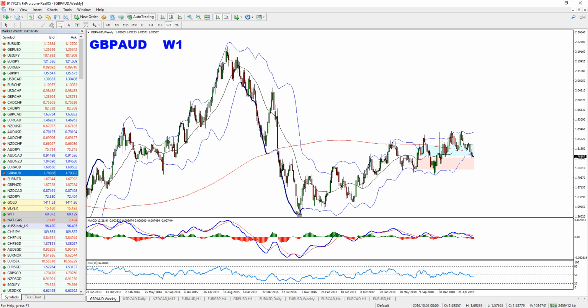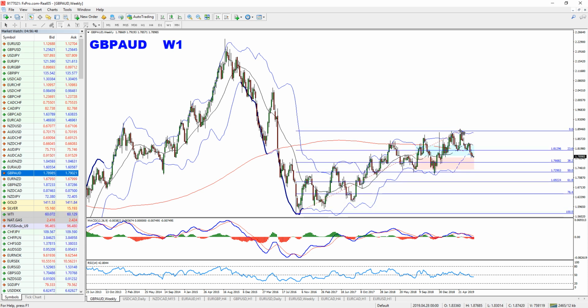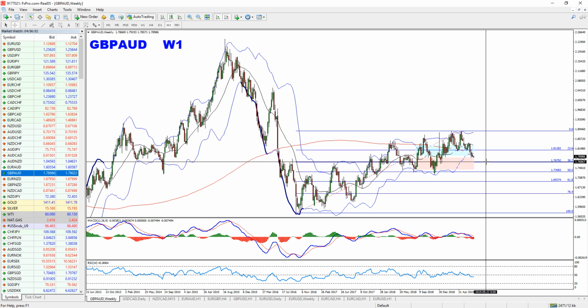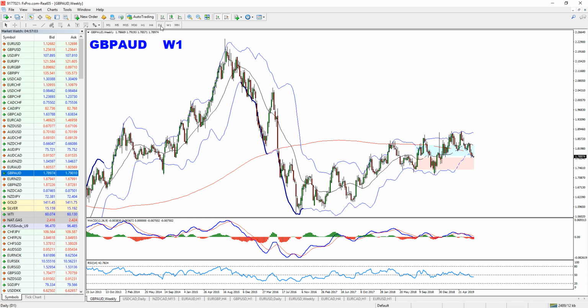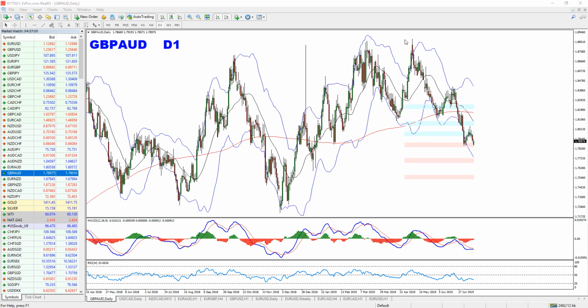What do we expect as per the cycles? We do expect 38.2 at least, which is approximately around the 177, and ideally a move down to 173, which is the 50% of the triple cycle from the weekly. Daily time frame develops the double wave correction. The 61.8 was cleaned completely.